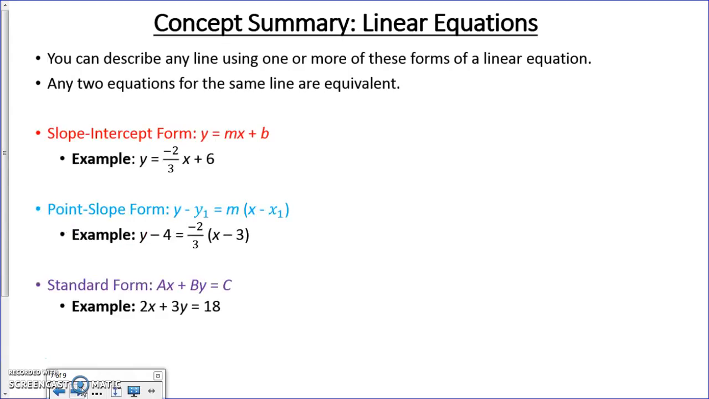Concept summary, linear equations. So far in these past couple of lessons, we have learned 3 different forms: slope-intercept form, point-slope form, and standard form. You can describe any line using one or more of these forms of a linear equation. Any 2 equations for the same line are equivalent. So this would be a great time to put these 3 forms down somewhere to reference, maybe in the front of chapter 5. So anytime we're dealing with any of these forms, you could just flip to that. Slope-intercept form is y equals mx plus b. Point-slope form is y minus y1 equals m times x minus x1. And standard form is ax plus by equals c.